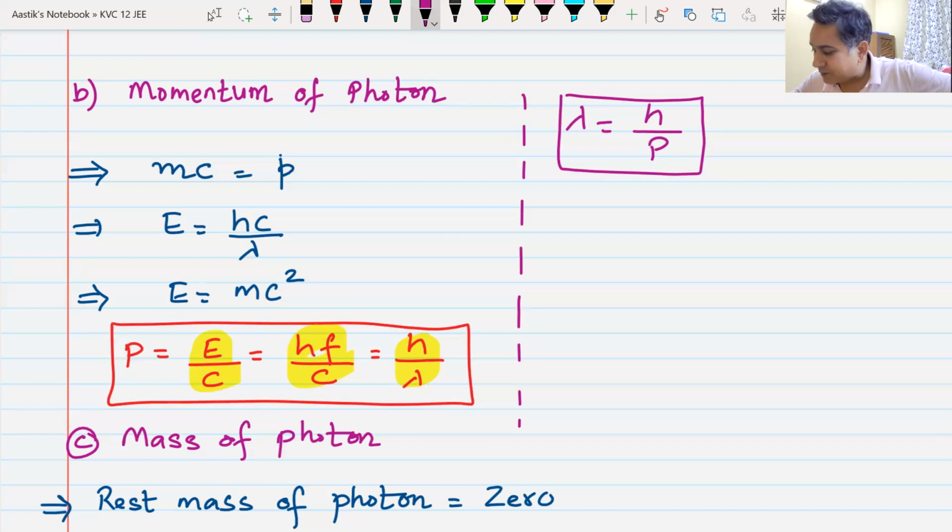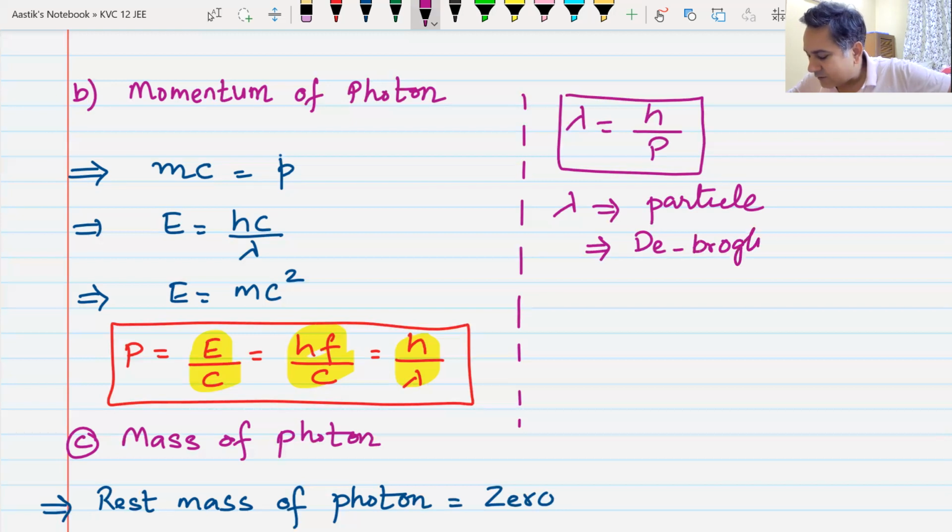You know what this lambda for a particle is known as? Electron is a particle, proton is a particle, neutron is a particle, helium nucleus is a particle, I am a particle, bus is a particle. I can find out this lambda for any particle. Here I found lambda for a photon. I can find lambda for a particle. This lambda for a particle is also known as de Broglie wavelength. Have you heard about this term, de Broglie wavelength? Yes, sir. So you can find out this lambda for any moving particle.